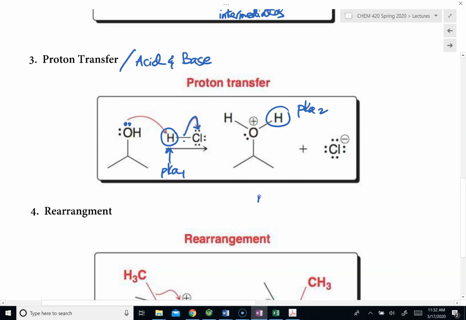And if pKa2 were to be greater than pKa1, then we know this reaction will happen. Versus if it's the opposite, then it will not be as likely. It can still happen, but it would not be the one that will happen in high yield.